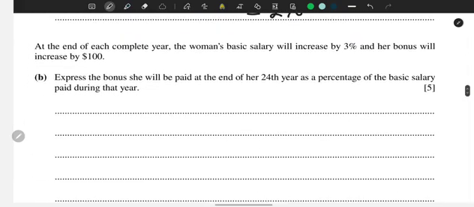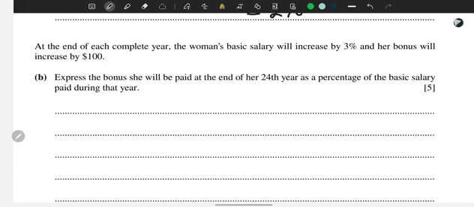At the end of each complete year, the woman's basic salary will increase by 3% and her bonus will increase by 100%. Express the bonus she will be paid at the end of her 24th year as a percentage of the basic salary paid during that year. Okay, so you need to get this right. From the question, the woman's basic salary will increase by 3% and her bonus will increase by 100%. So you now need to express the bonus she will be paid at the end of her 24th year as a percentage of the basic salary paid during that year.